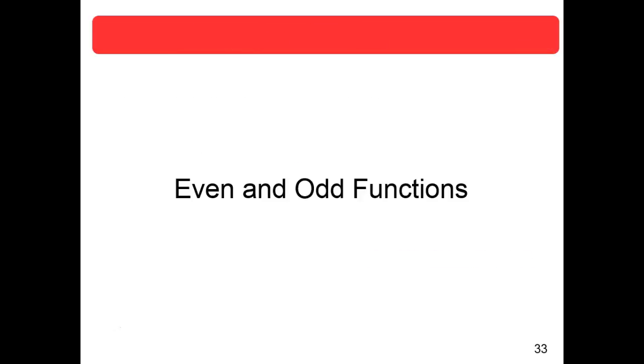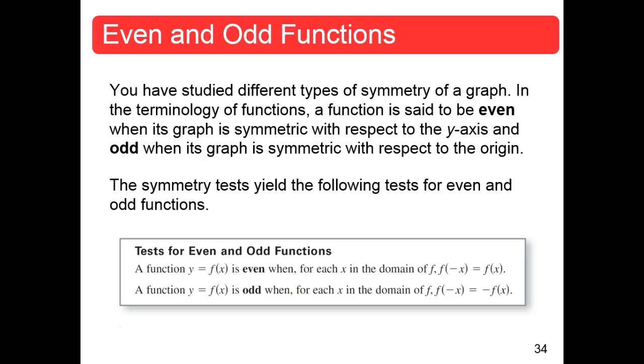All right, even and odd functions. Does anyone know what we mean by even and odd functions? If not, we're going to get there. You have studied different types of symmetry of a graph. In the terminology of functions, a function is said to be even when its graph is symmetric with respect to the y-axis. It's said to be odd when its graph is symmetric about the origin.